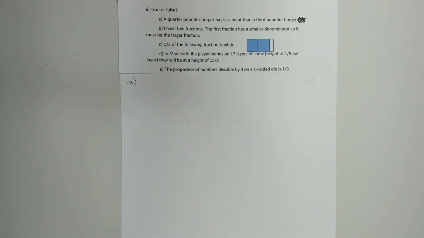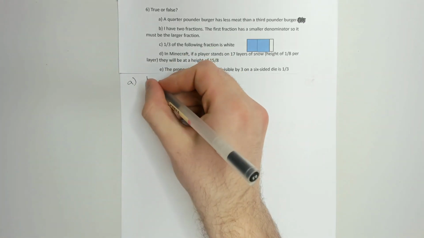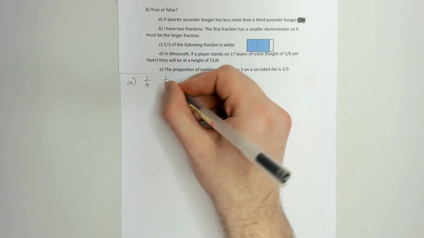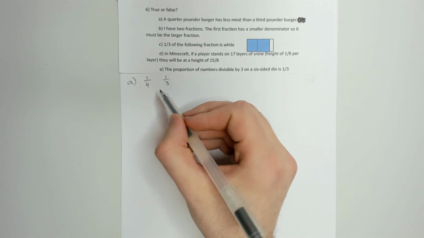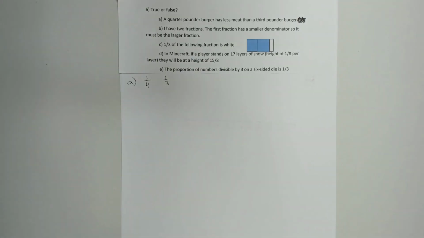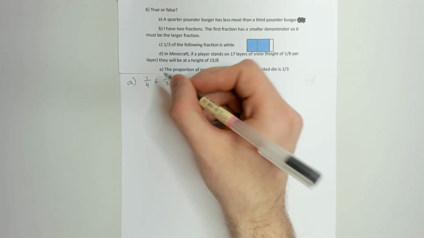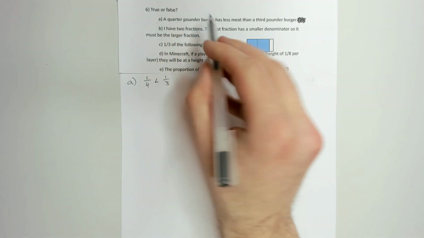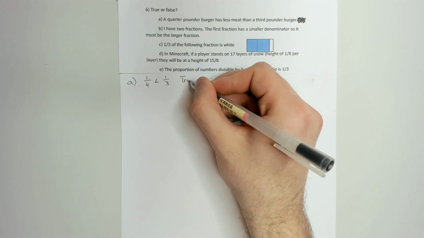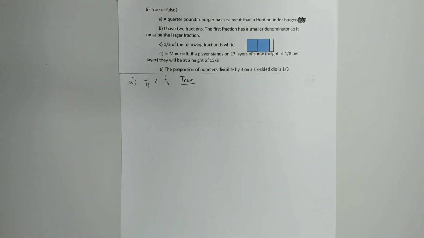So part A says a quarter pounder has less meat than a third pounder burger. So all we need to do here is compare a quarter with a third, and we can see that they have the same numerator, so it's all about comparing the denominator. 3 is a smaller denominator, so 1/3 is a bigger fraction. So it is true then that a quarter pounder has less meat because it's a smaller fraction. If you're interested in why specifically I'm talking about burgers, check out episode 33 of the series where it gives a real life application to how people got this confused.